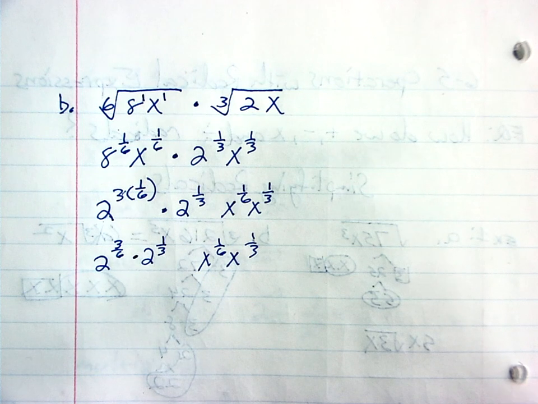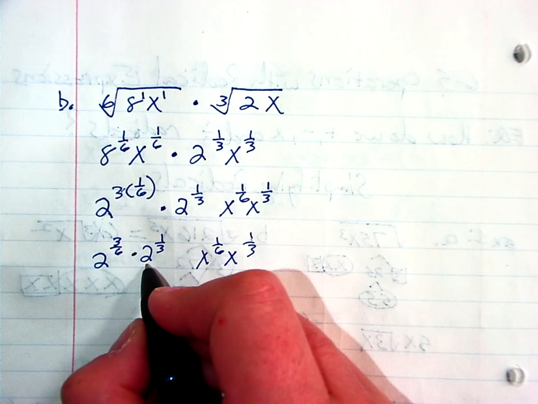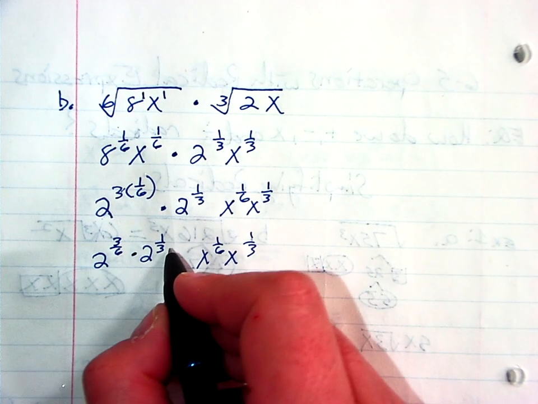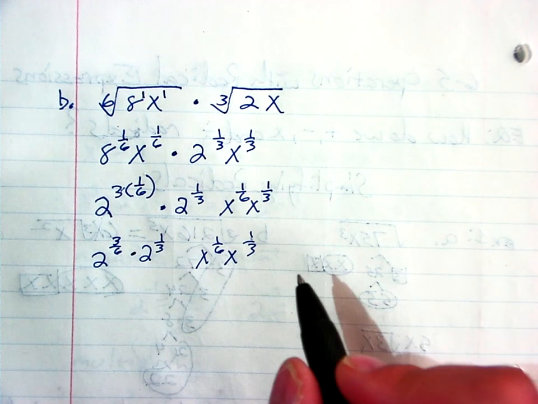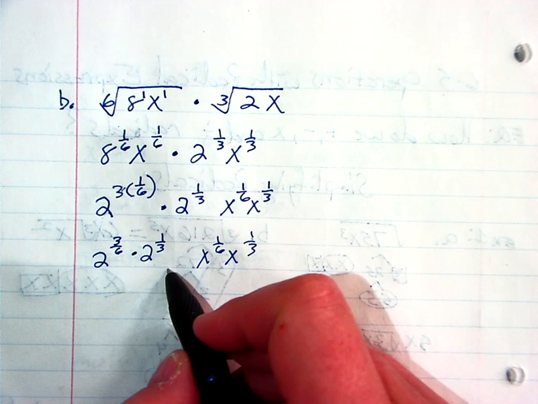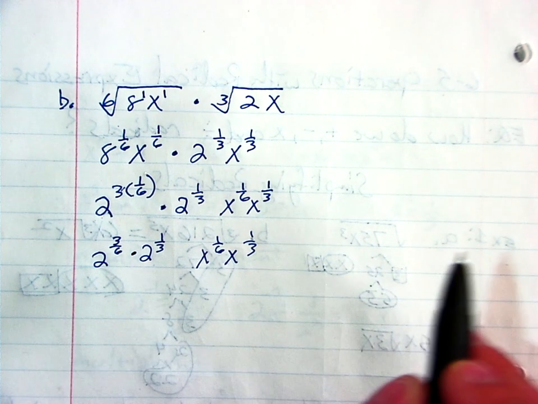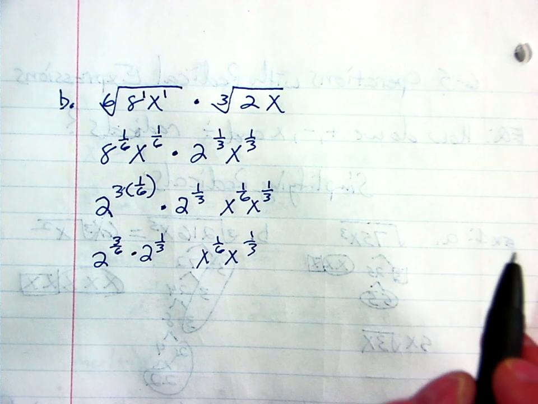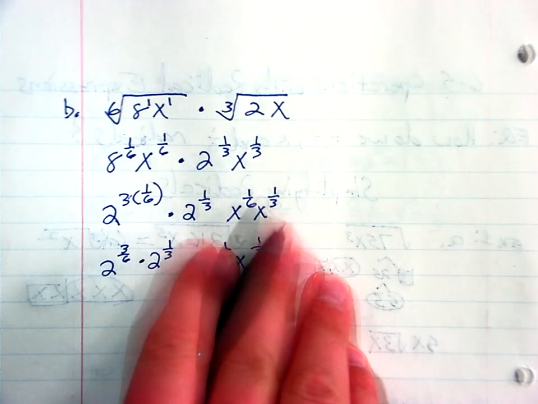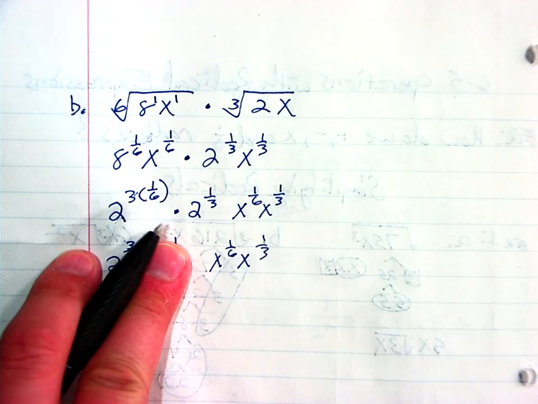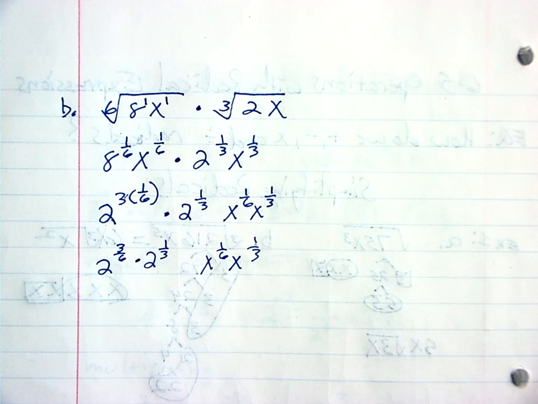All right, so now we have the same base. So what do we do to the exponents? I have a question. 2 and 2, aren't those the same? Yes, Kyla. Are you writing the x to the 1/6 and the x to the 1/3 with the 2 and the 1/3? They're two separate things right now. We have numbers and we have variables. They're the same but different.